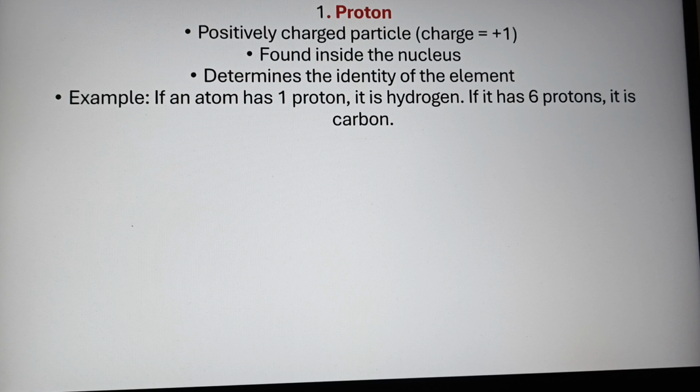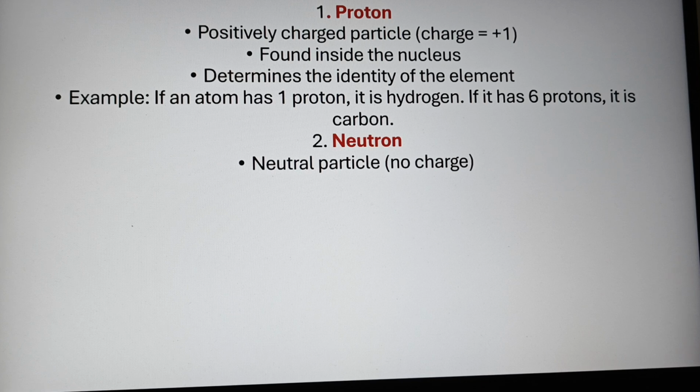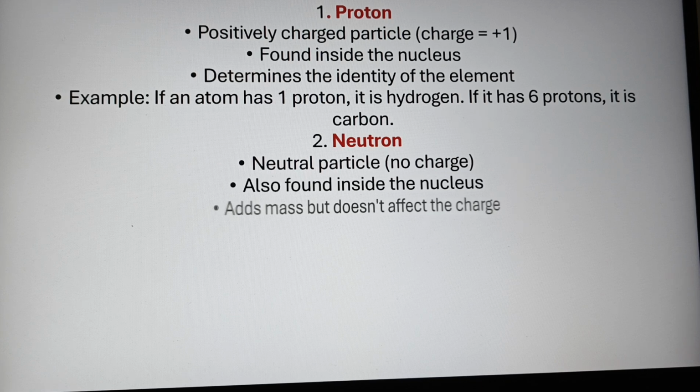Next we see what is neutron. Neutral charged particles are called neutrons. Neutrons are also found inside the nucleus. They add mass but do not affect the charge. They act like a dancer between protons, which repel each other due to positive charge.